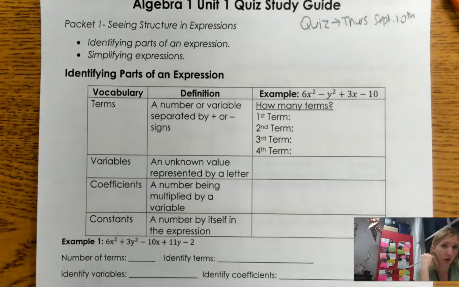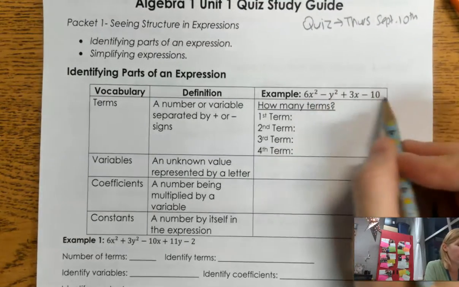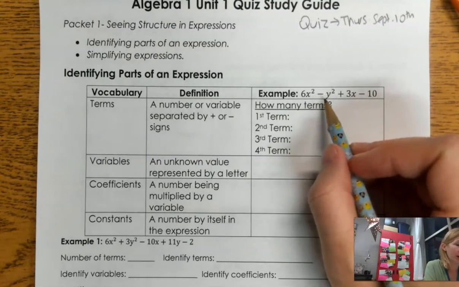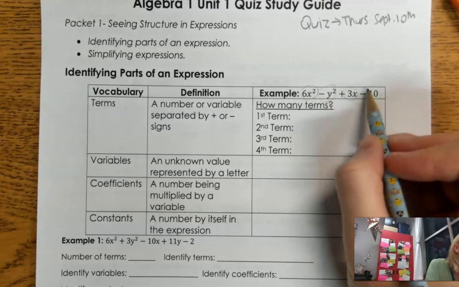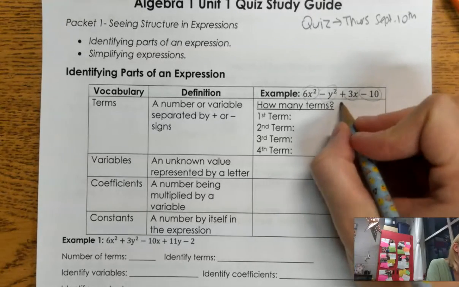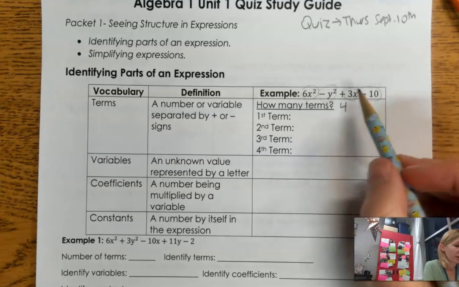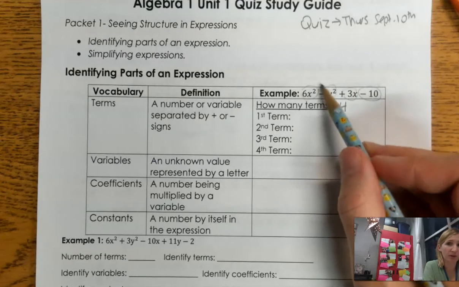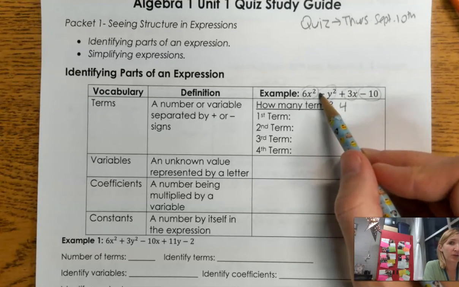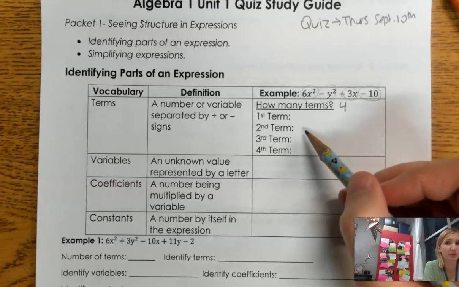We talked about terms: a number or variable, or a number multiplied by a variable, separated by the plus or minus signs. Here's our example. How many terms do we have? 1, 2, 3, 4. 4 terms total. I circled the subtraction signs with the term right after it, because the subtraction sign makes it a negative.